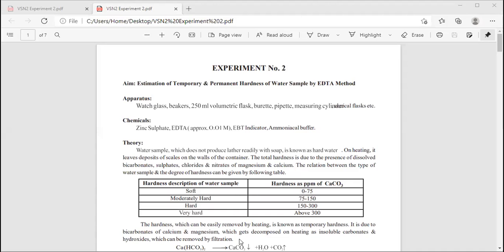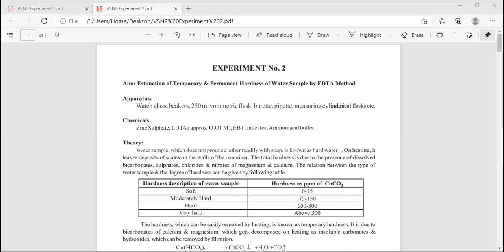So permanent hardness is the one which is due to non-carbonate salts of calcium and magnesium, which cannot be removed by boiling and filtration. Now, if the hardness of water is between 0 to 75 ppm, it is supposed to be soft water. Without any risk, you can use it for every purpose, for domestic, industrial, and so on. If it is from 75 to 150, it is moderately hard. If it is from 150 to 300, it is hard, and above 300, it is very hard.